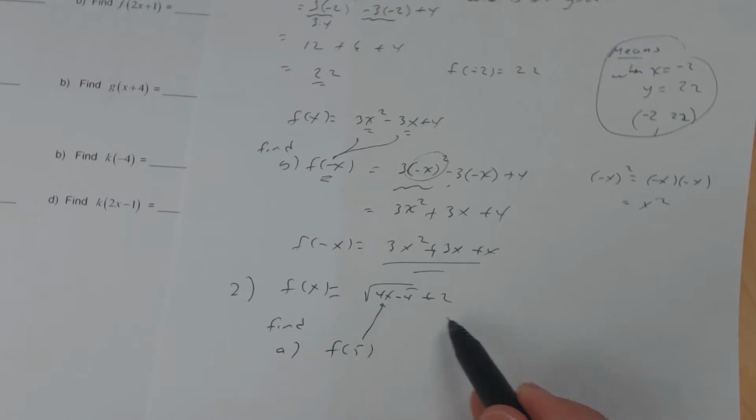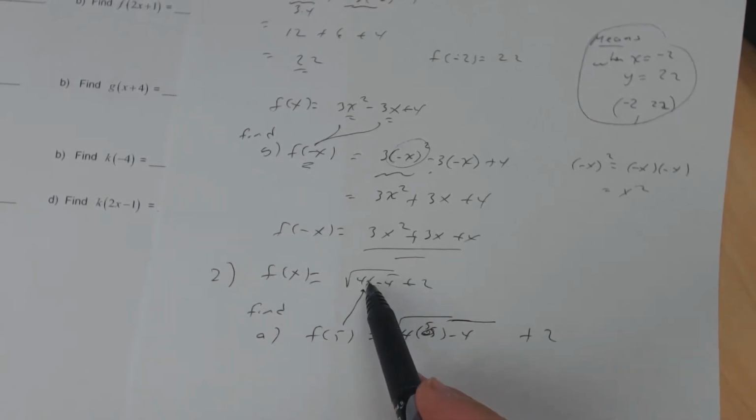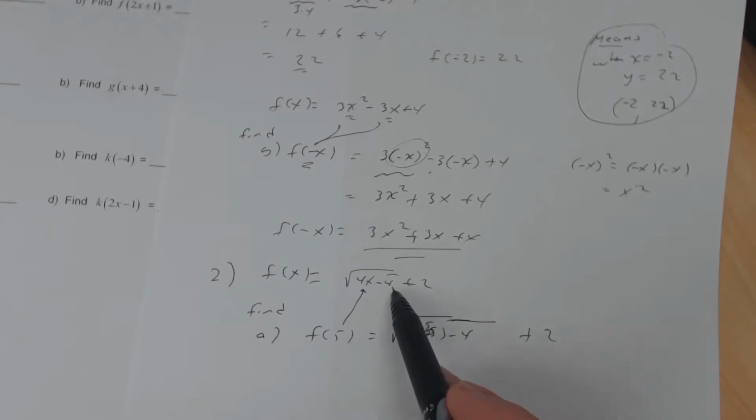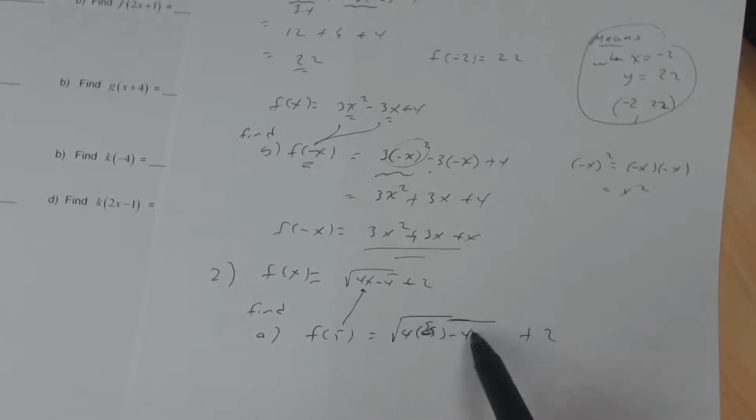So I see it here. So I get the square root of 4, don't forget to put it in parentheses, 5, that's a 5. 4 times 5 minus 4, and then plus 2. So 4 times 5, I'm substituting 5 into x, so that's what you see here, minus this 4, so that's this part here, and then plus 2. Okay, using the order of operation, we simplify the radicand.